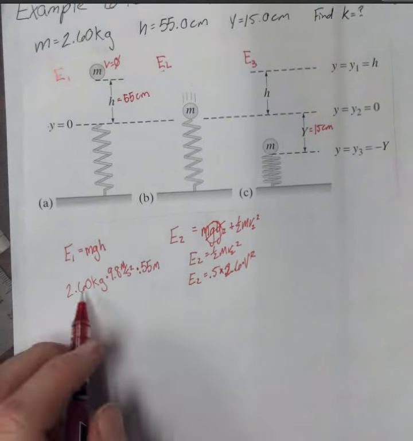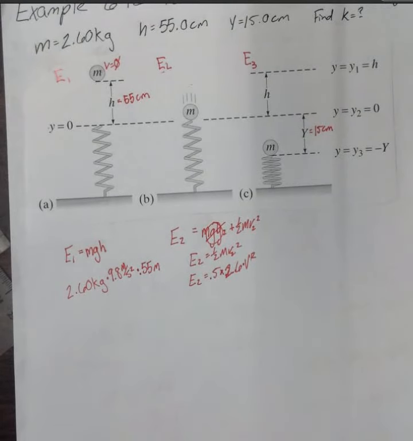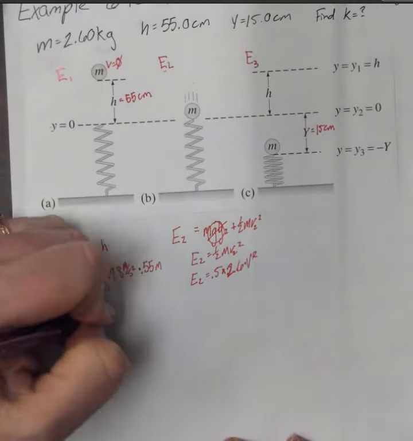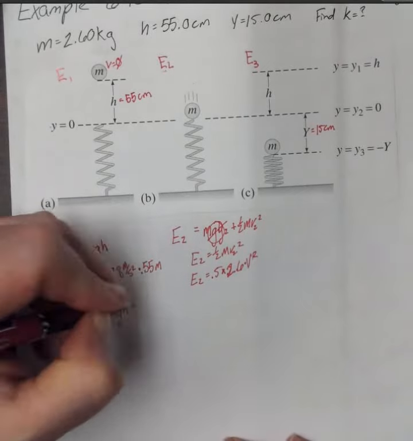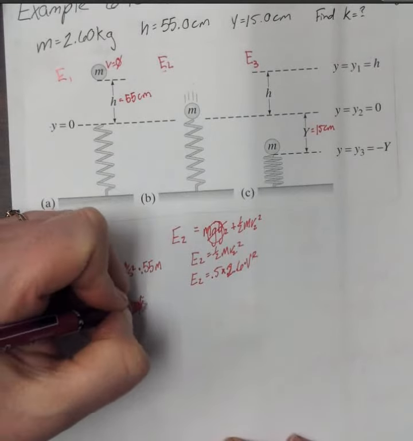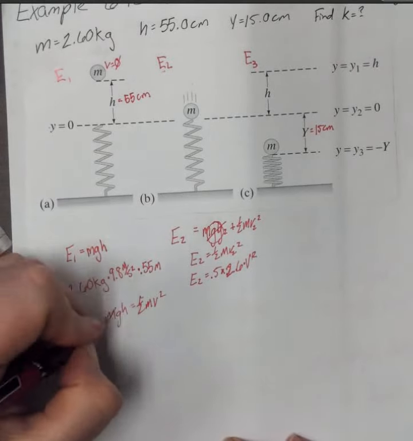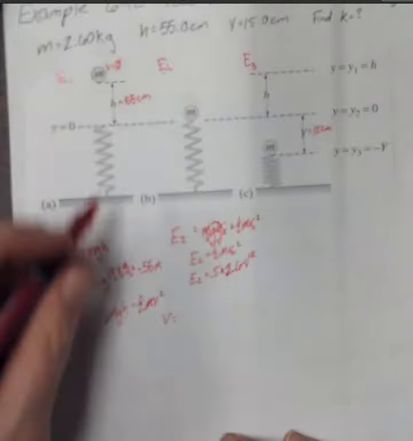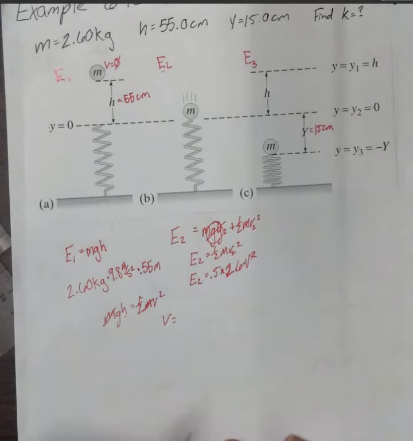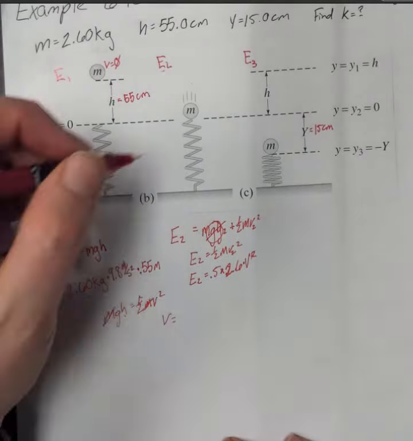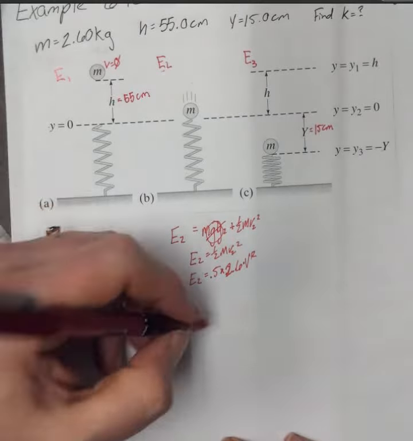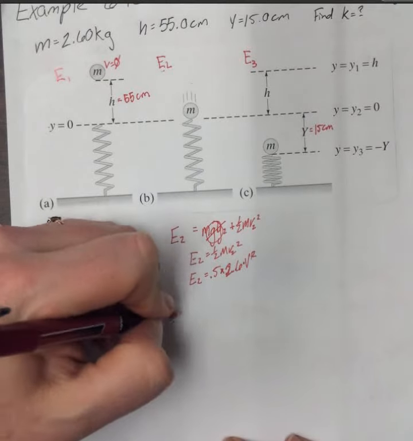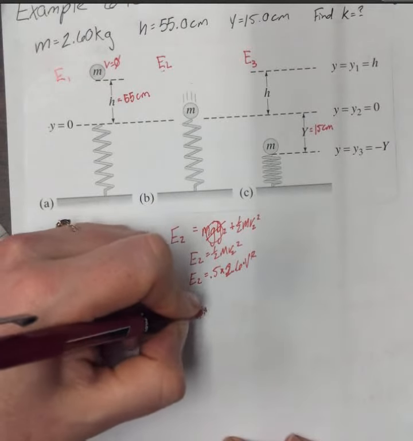Now we could set E1 equal to E2 and figure out that velocity, and it would actually be pretty straightforward to do so. It's mgh equals 1/2 mv squared. We don't even need the mass. And the velocity here, if h equals 0.55 meters and g equals 9.8, is going to be 3.28 meters per second.